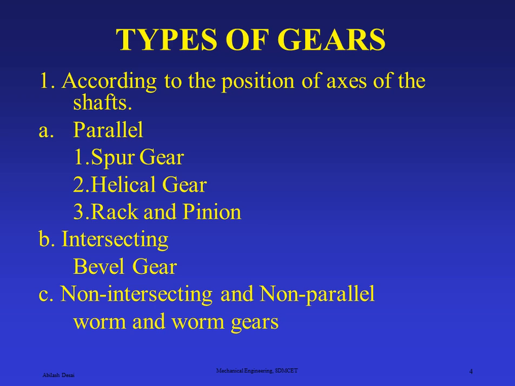Then we have different types of gears. If you consider the position of the axes of the shafts, when they are parallel you have spur gear, helical gear, and rack and pinion. For intersecting shafts you have the bevel gear. You have seen the different gears also, so you know the things. And for non-intersecting and non-parallel shafts, you have seen worm and worm gears.